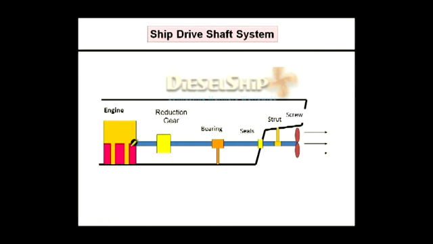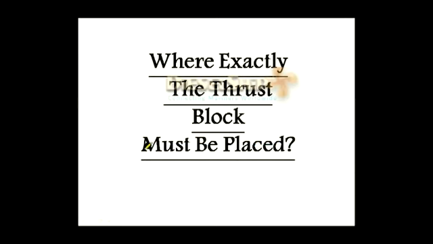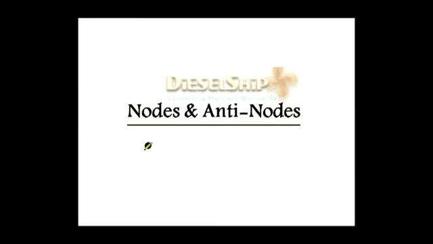As I said earlier, the thrust block must be located after the crankshaft, but it can be located anywhere along the shafting system. Now let's see what decides where the thrust block must be located, or where exactly the thrust block must be located on the entire shafting system. For that we have to know about nodes and antinodes.